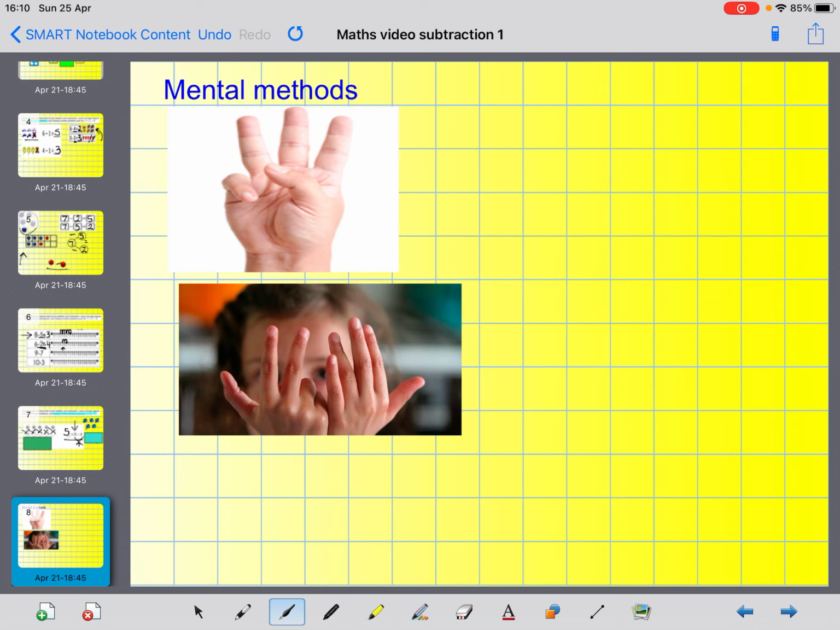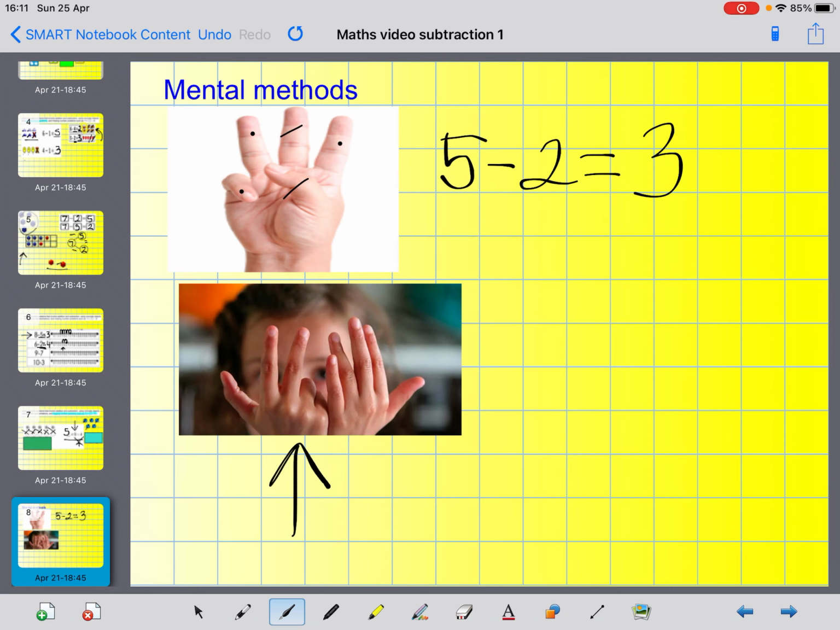Then we can move on to the mental strategies. So we can use our fingers. So for example, I have 5 fingers, and I can see here I will take away 2 fingers, and how many do I have left over? 1, 2, 3. 3 left over.